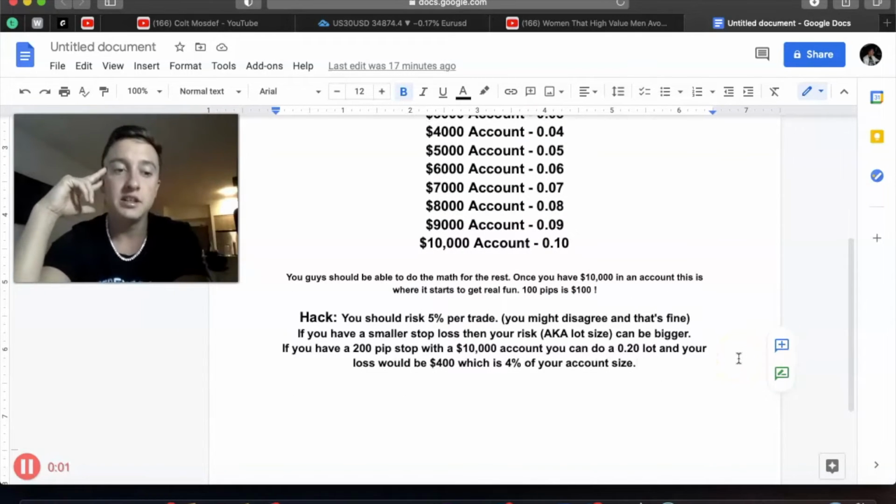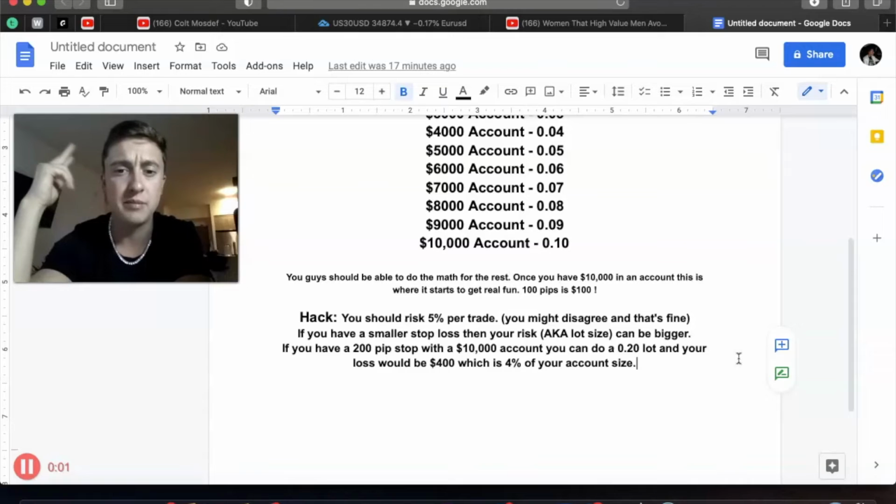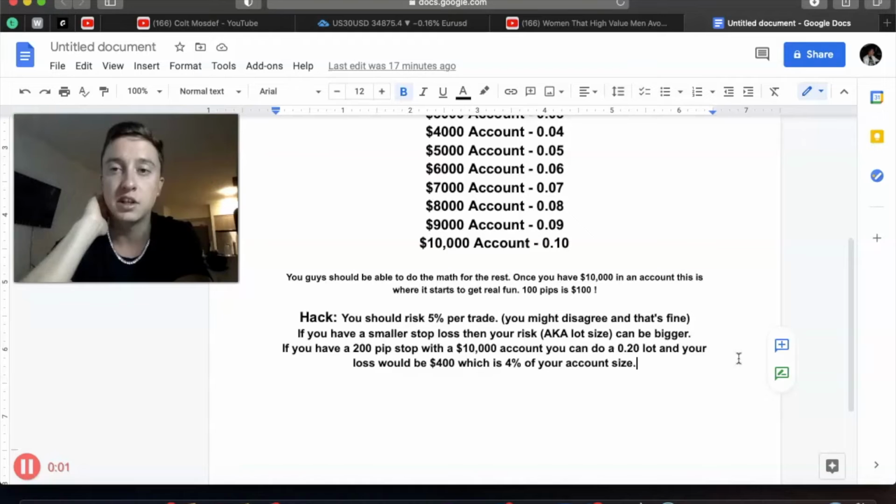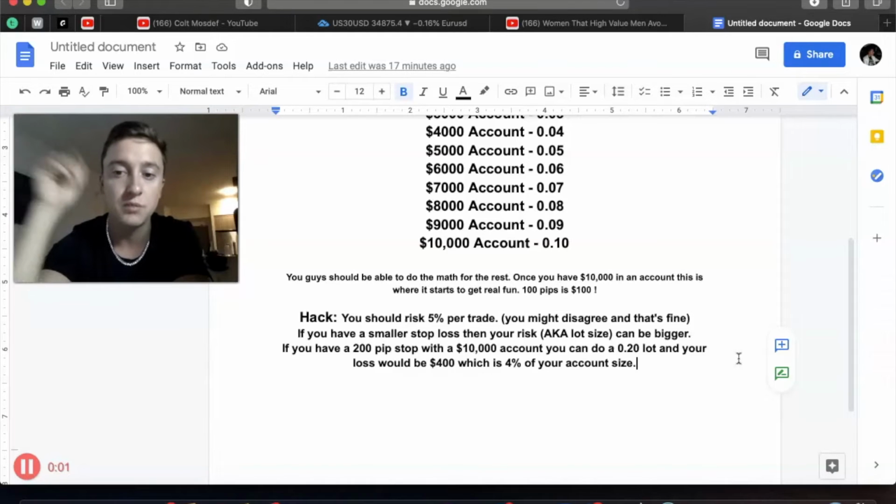So here's the hack right here. I want to give you guys this little hack before we end this video. You guys should risk 5% of your account per trade. Obviously some of you might disagree and you're like, Colt, it's 2%, it's 1%. That is fine. Whatever percent you're risking in your account is perfectly fine. It's 100% up to you.